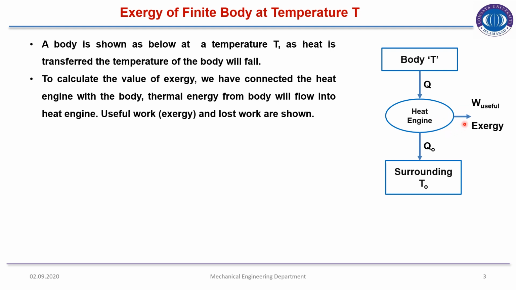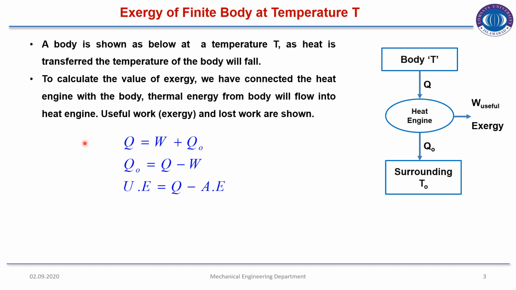The work produced by the heat engine is the useful work, and that useful work represents the exergy or available energy. The thermal energy from the body will flow into the heat engine. Useful work, that is the exergy or available energy, will be taken out on the right hand side, that is W useful, and Q naught amount of energy is the unavailable energy that will be rejected into the atmosphere.